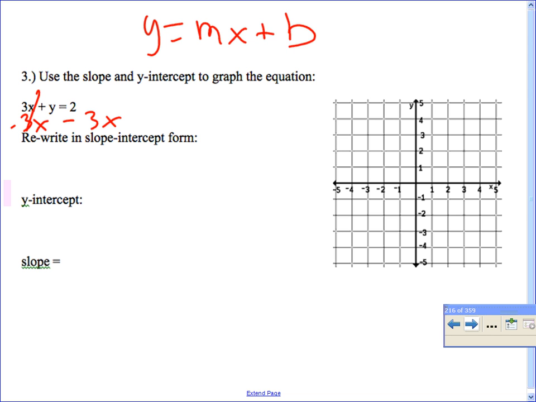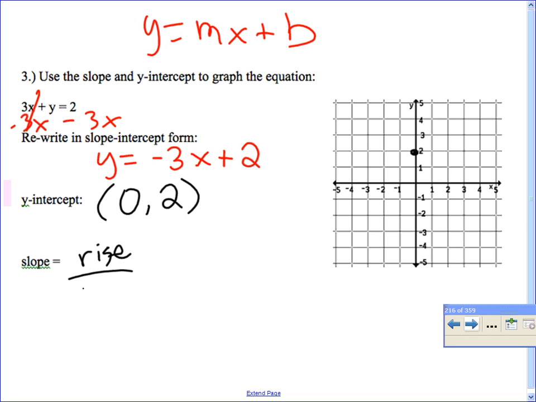You want to keep the y where it is. So y equals, always write the x term first, negative 3x. Is it a plus 2 or a minus 2? Plus 2. So y equals negative 3x plus 2. Sean, what's the y-intercept as an ordered pair? Good, 0, 2. So when we graph 0, 2, over 0, up 2. Zach, what's the slope? Good, negative 3 over 1.